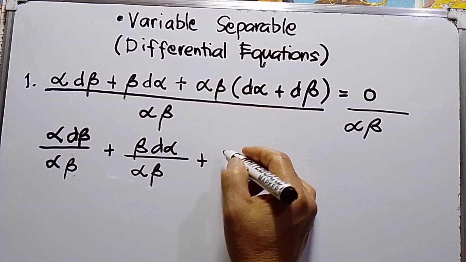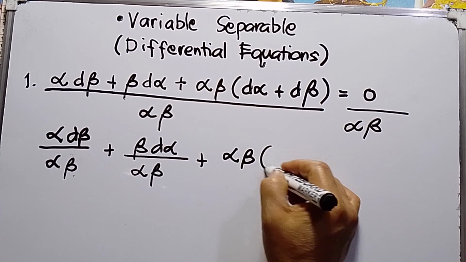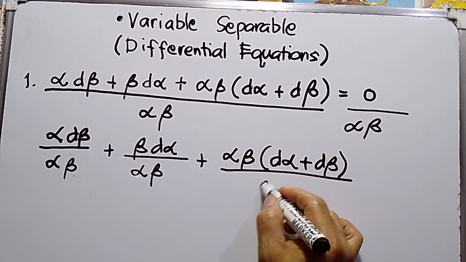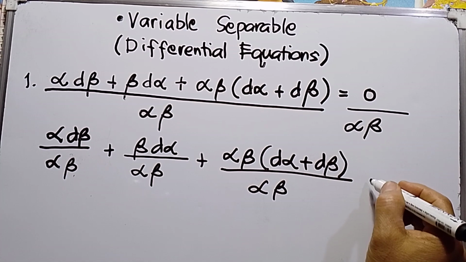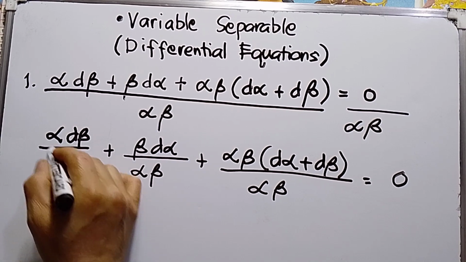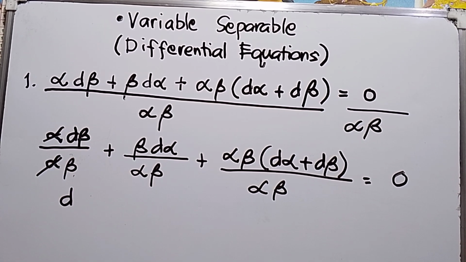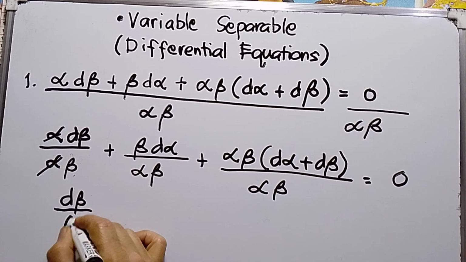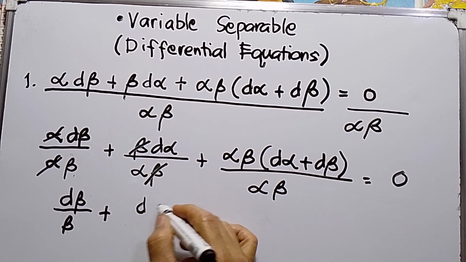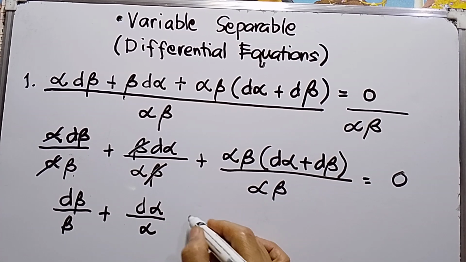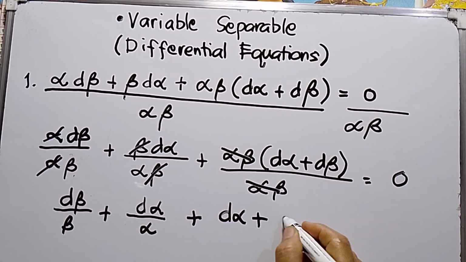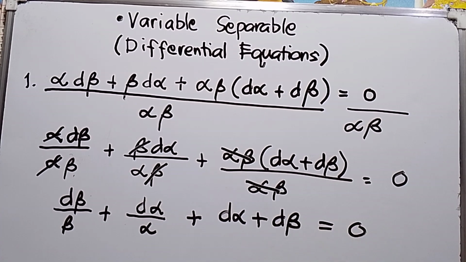Then plus, the third will be alpha beta (d alpha plus d beta) divided by alpha beta. So this will be 0 divided by alpha beta, that will be 0. Then this will be crossed out. So I have here, the first fraction will be d beta over beta. Plus, this one is crossed out, so I have d alpha over alpha. Then this one will be crossed out. So I have d alpha plus d beta is equals to 0.